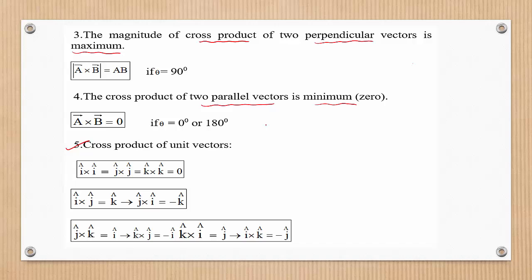Then to understand the fifth property, let us consider orthogonal unit vectors.